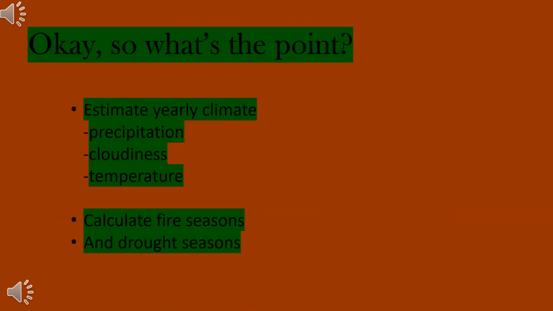Okay, so what's the point? We can do a few things with this method of looking into our past. We can estimate climate by looking at things such as precipitation, cloudiness, or temperature, and we can also track fire seasons and drought seasons.